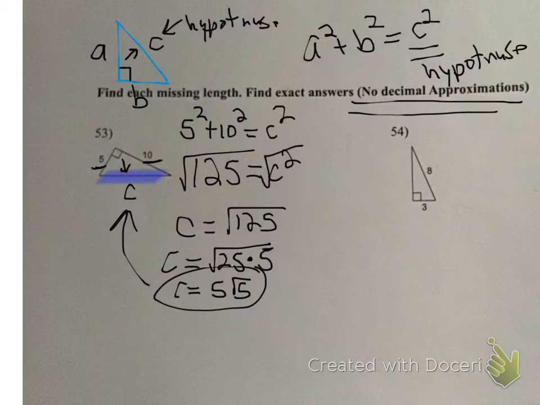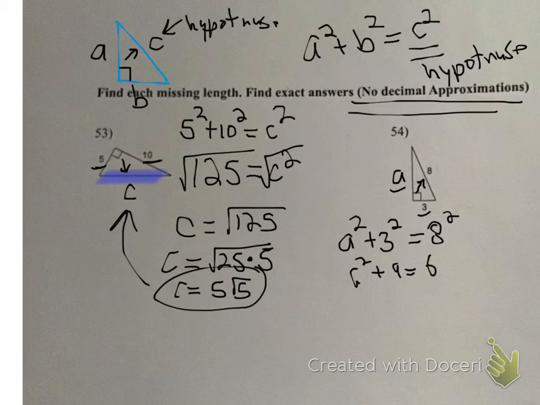Now the next one, same exact problem, except for now we know what our C is. We don't know what our A or our B is. So we call this one A, we'll call this one B. So we go A squared plus 3 squared equals 8 squared. Now we just isolate A all by itself. We get A squared plus 9 equals 64. Subtract 9 from both sides, we get A squared equals 55.